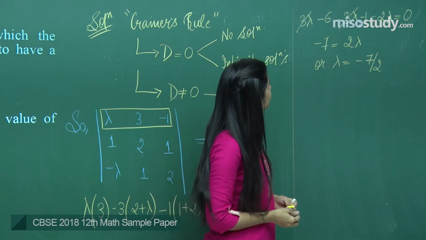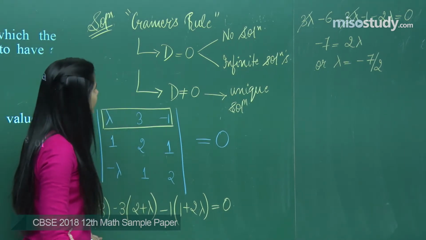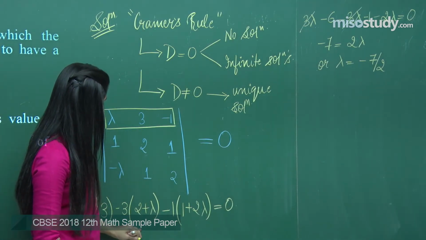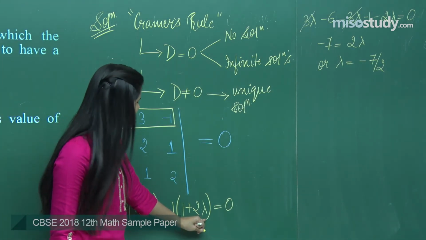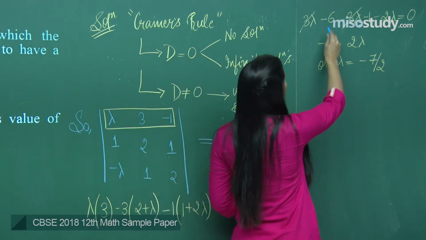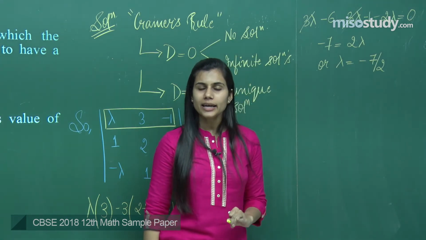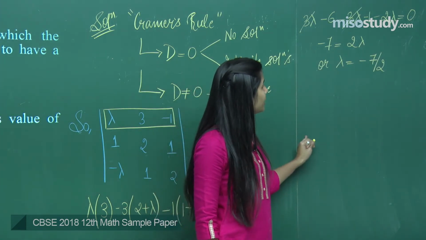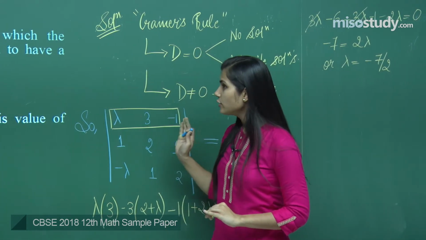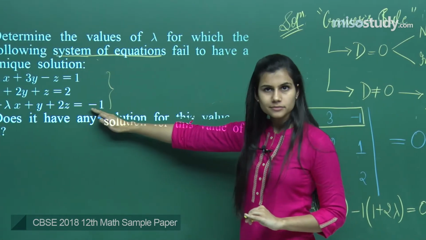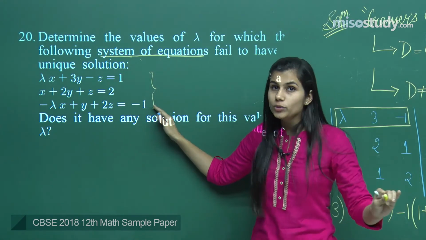Is this what it's going to be? Let's verify once more. You have 3 lambda minus 6 minus 3 lambda minus 1 minus 2 lambda equals 0. So you get minus 6 minus 1, which is minus 7, equals 2 lambda. So lambda is minus 7 by 2. Now with this particular lambda, if you incorporate it over here, this system of equations is going to deliver a non-unique solution.